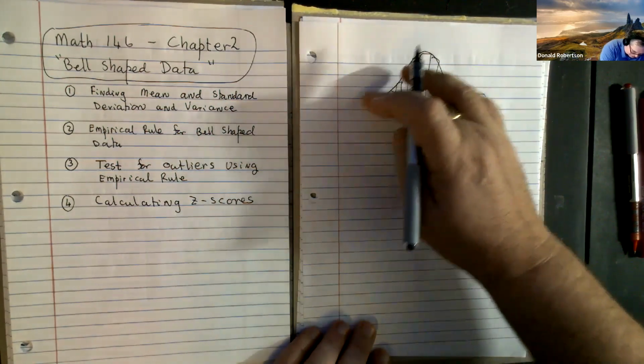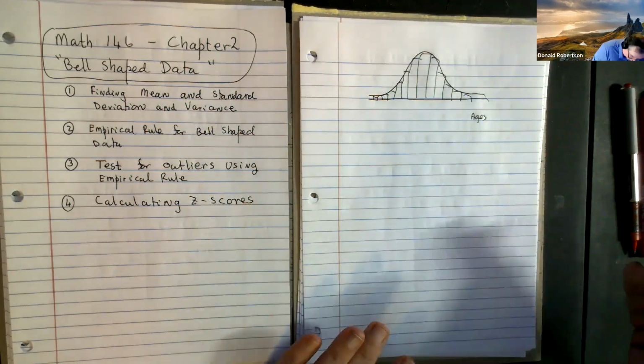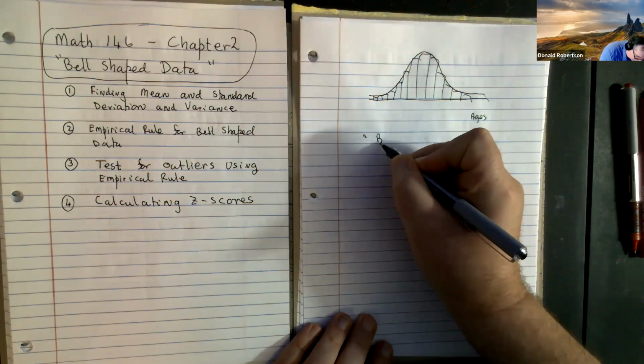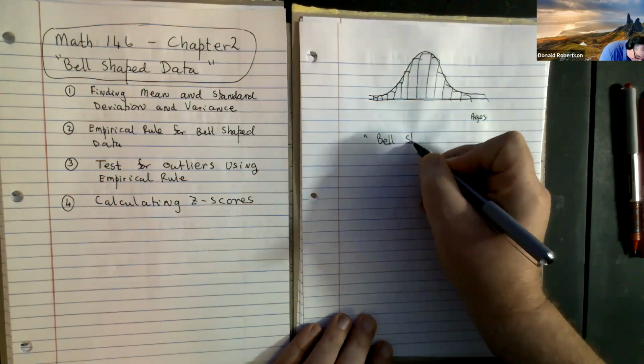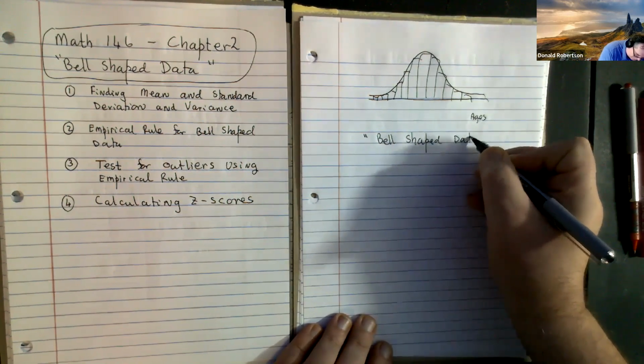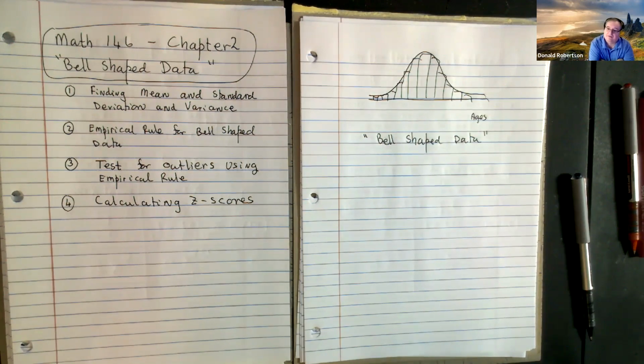So when you see a single hill like that, the name, and actually there's lots of names for it, so here's the one that they're using right now. We call this bell-shaped data. And people's ages tend to look like that.